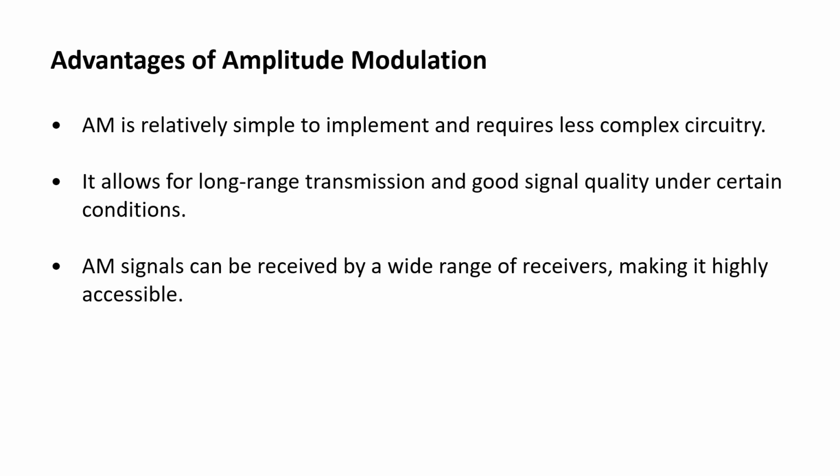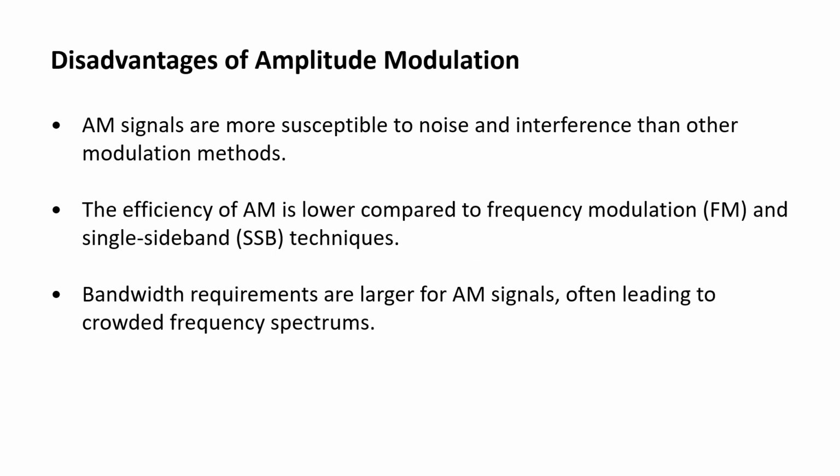Easier signal processing. Amplitude modulation-based signals are easier to process and analyze with simpler hardware, reducing cost and power consumption. Amplitude modulation has several disadvantages, including susceptibility to noise. Amplitude modulation signals are easily affected by electrical noise and interference, since noise primarily affects amplitude.